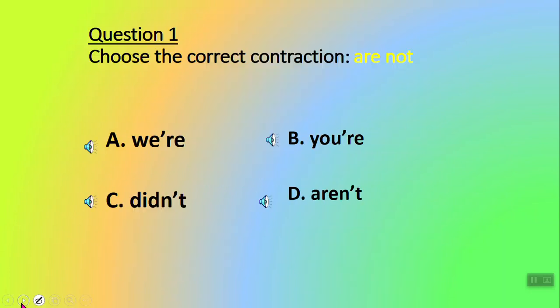Let us go to the next word. Choose the correct contraction for are not. For are not, how do we write? Do we say were, didn't, your, or aren't? Which is the correct way? Yes, this is the one. Aren't. Because instead of the O, we just put an apostrophe, and we join both the words together, so it becomes aren't.